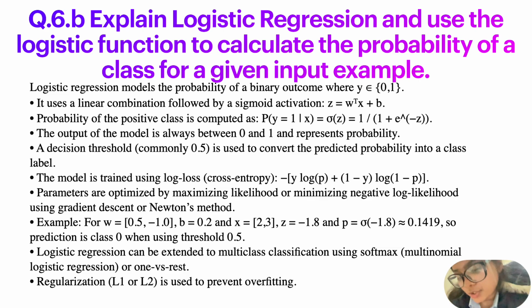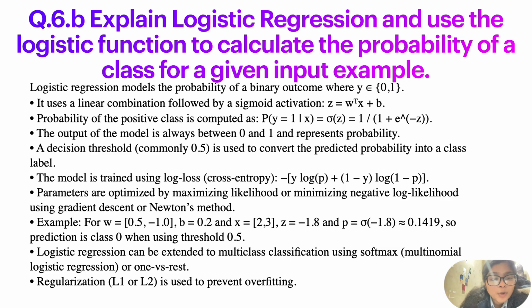Moving to the next question: explain logistic regression and use the logistic function to calculate the probability of a class for a given input example. Logistic regression predicts the probability of an event, whether it is going to happen or not. Its outcome can be 0 or 1, or true or false. It is a binary outcome, just two. It uses a linear combination followed by sigmoid activation. Sigmoid is a function that helps to predict binary values, which is given here.